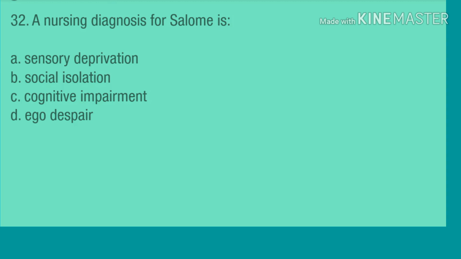Question 32. A nursing diagnosis for Salome is A. Sensory deprivation. B. Social isolation. C. Cognitive impairment. D. Ego despair. Answer, A.